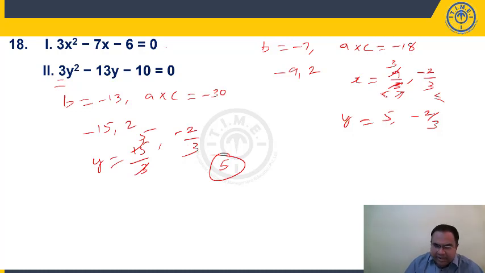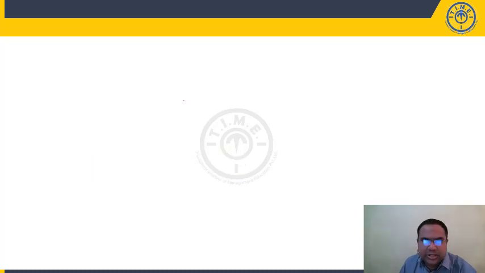Right? In the previous case, we have made a small mistake here. A into c is minus 30, you are taking it as 10 and 3. Minus 30 means you have to write it as difference of two numbers. 10 and 3 is sum of two numbers. Right? So that is why I am taking it as 15 and 2. Right, students?